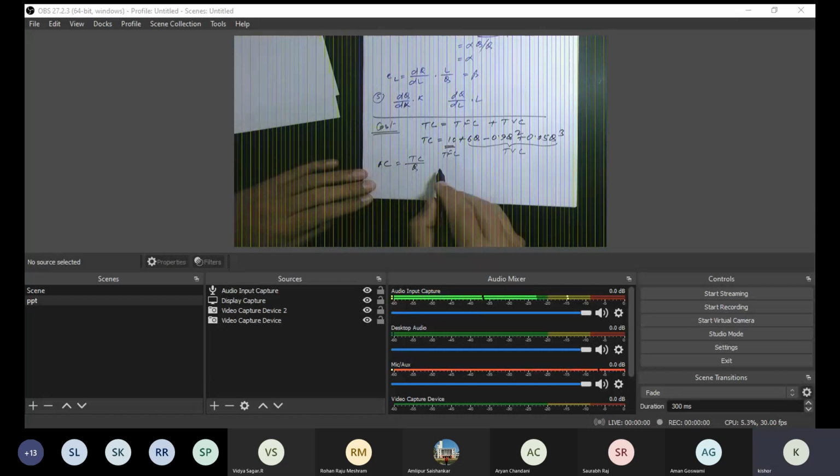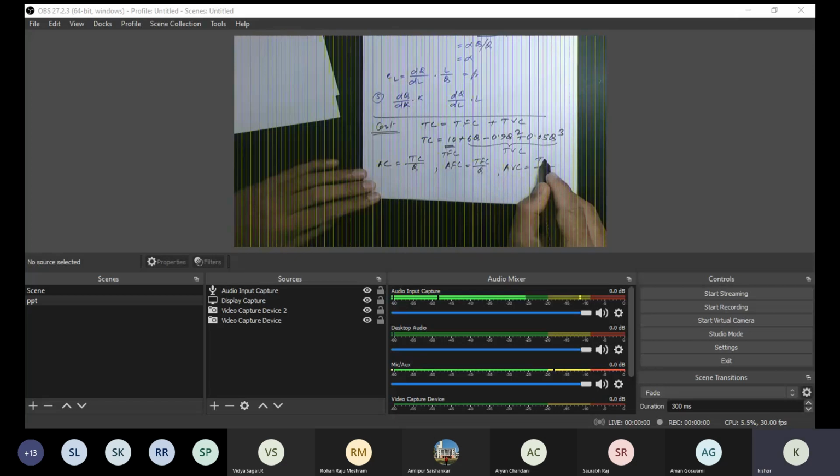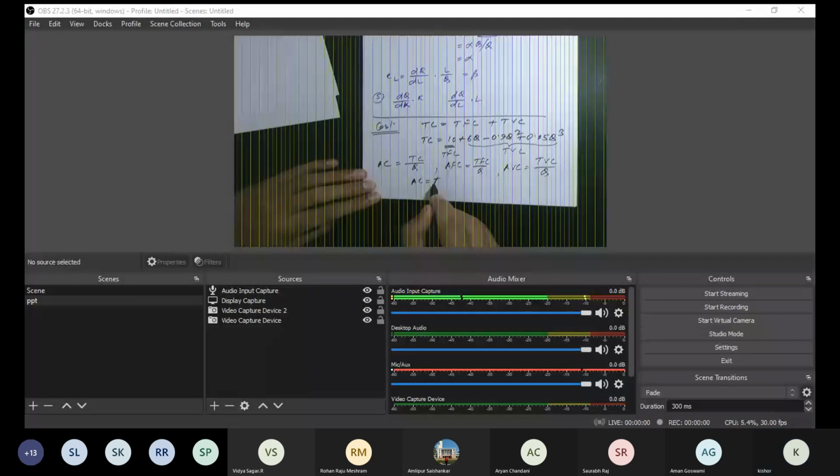So similarly, here you can get two other concepts: average fixed cost, which is total fixed cost divided by Q, and average variable cost, which is TVC, total variable cost, divided by Q. Or you can write average cost equal to average fixed cost plus average variable cost. In that way also you can express it.